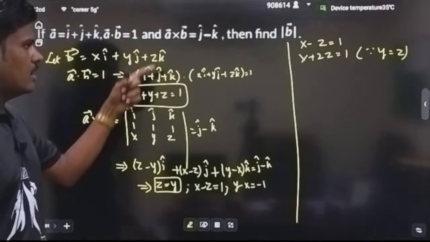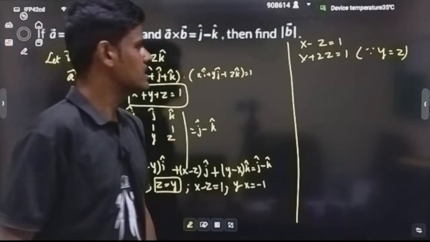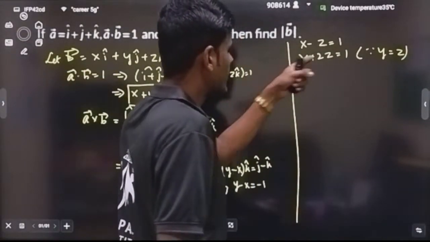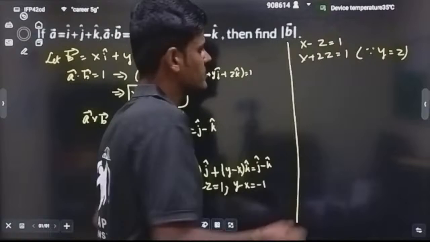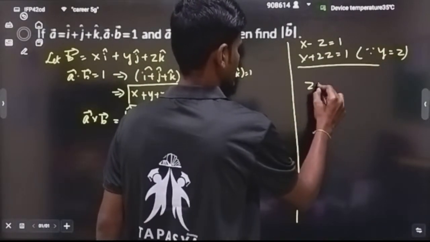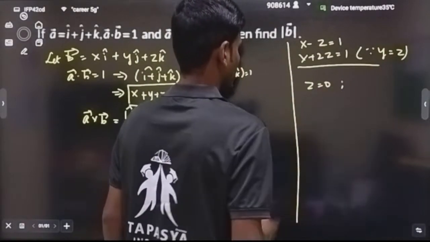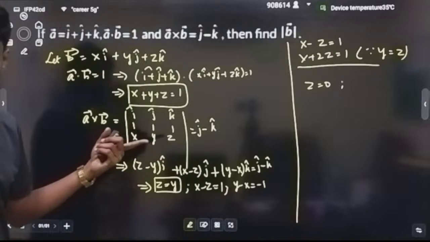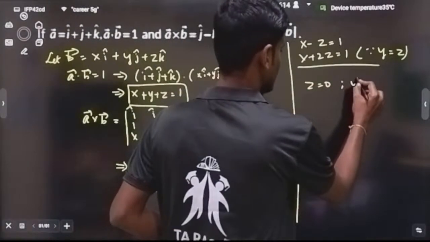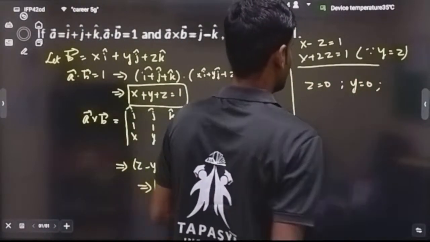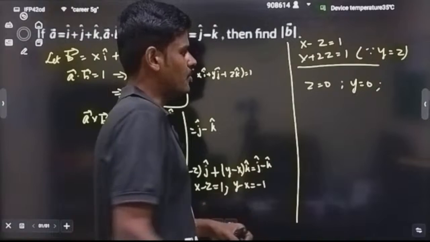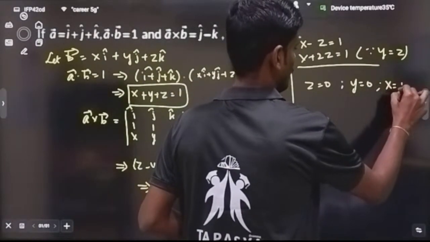Now solve these two equations. Obviously when we subtract these two, z will become 0, z is equal to 0. When z is equal to 0, z is equal to y means y is also 0. And what is the value of x? X equal to 1.